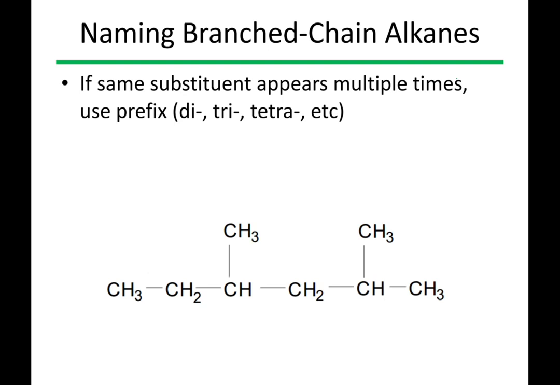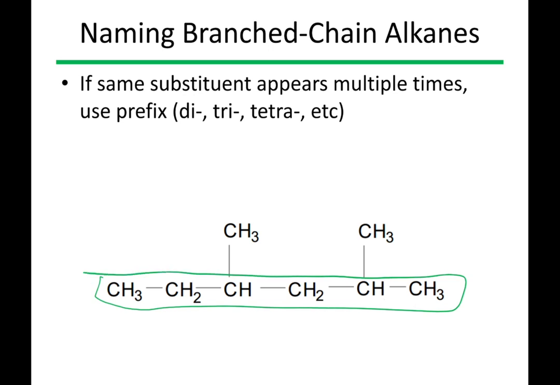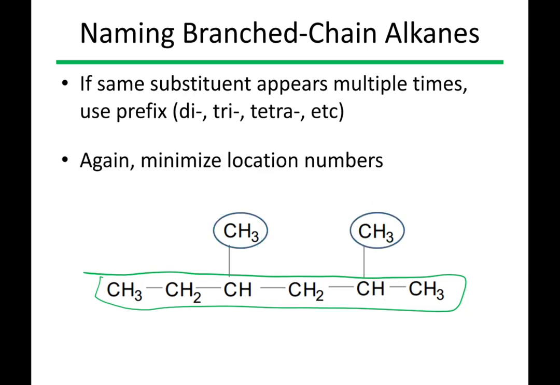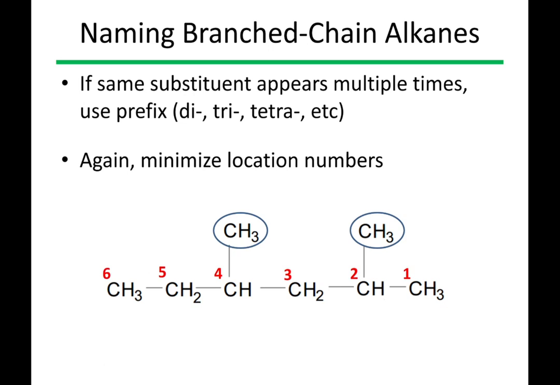So for example, in this one, if we find the parent branch, we can see that's this longest one here. And so substituents are two methyl groups. So this will be a dimethyl compound, and we'll minimize the location numbers on the parent molecule. So in this case, the parent molecule has 6 carbons, and so this will be dimethyl hexane. And for counting the positions, we have position 2 and position 4, so we'll write 2,4-dimethylhexane.